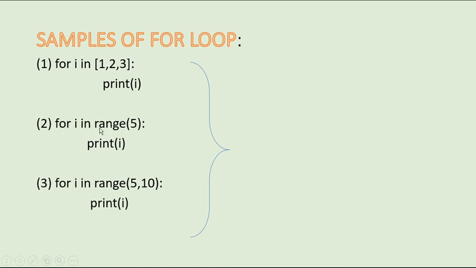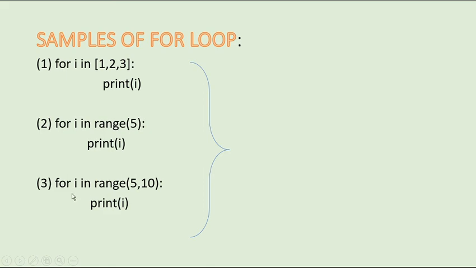Now the word is range over here, and after range, simple brackets are there. That means whatever is inside this simple bracket is the stop point. That means when the value of I reaches 5, it will stop. That means this particular for loop will run from 0 to less than 5. That means this particular for loop will give me the answer as 0, next line 1, next line 2, next line 3, 4, and that's it.